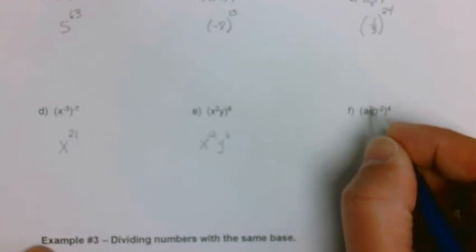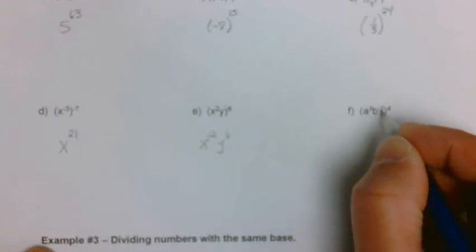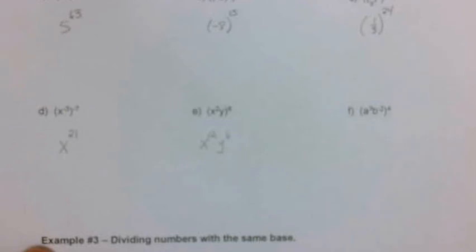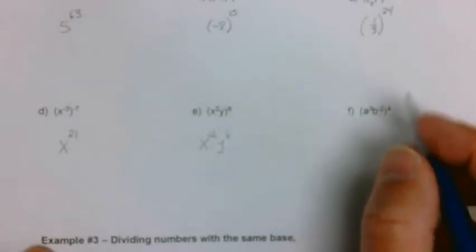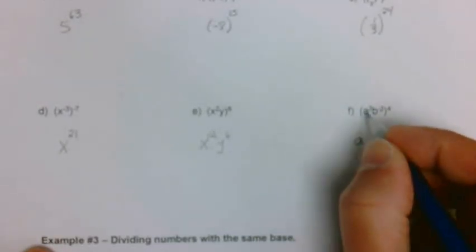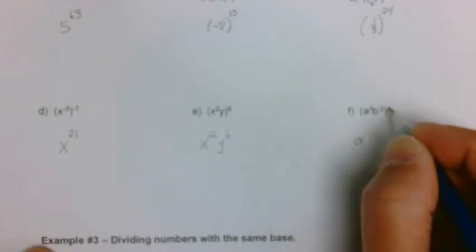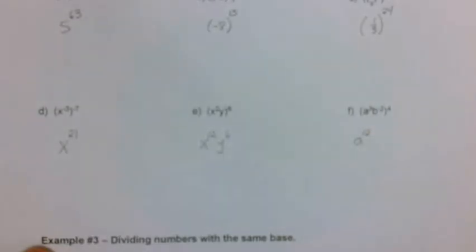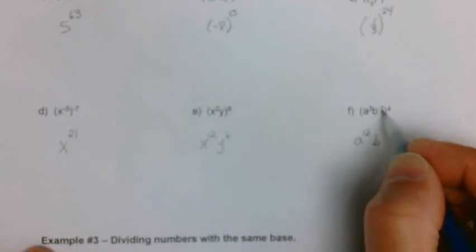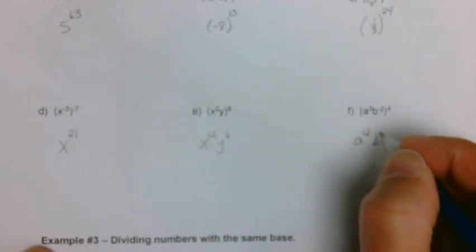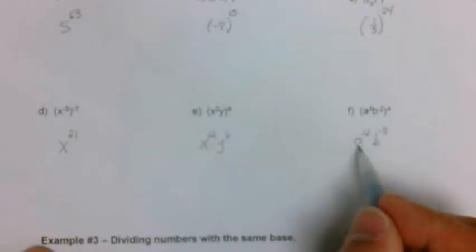Similarly, a to the 3rd times b to the negative 2nd, all of that is being raised to the 4th power. So start with the a to the 3rd to the 4th, 3 times 4, that's a to the 12th. Now do the b base, b to the negative 2nd to the 4th, negative 2 times 4 is negative 8. So we get a to the 12th times b to the negative 8th power. All right, so keep the base the same and just multiply the exponents together.